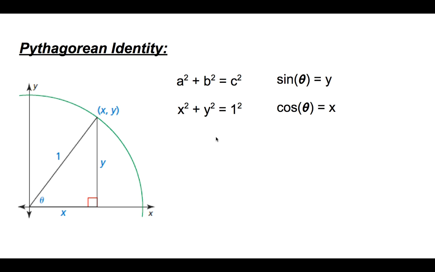And from the last image, I know that cosine of theta is equal to x, and sine of theta is equal to y. So I can substitute in: instead of using x, I can use cosine theta, and instead of using y, I can use sine theta. So I can rewrite this statement as cosine squared theta plus sine squared theta is equal to 1. This is an important Pythagorean identity that you are going to be using frequently in your pre-calculus class. So keep that in mind.